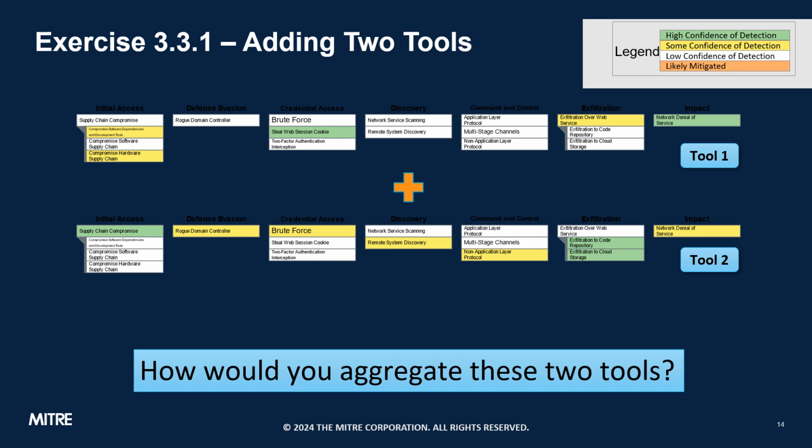Okay, so we'll now walk through what we think is a good solution here. This one's a pretty straightforward example. We just have two tools. They have a little bit of overlapping coverage, a little bit of different coverage. We're going to walk through the same process that we walked through in the previous example.